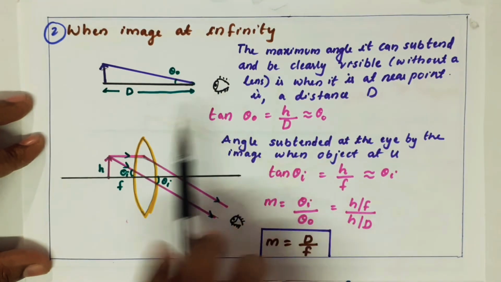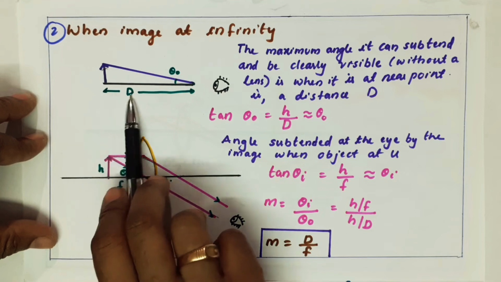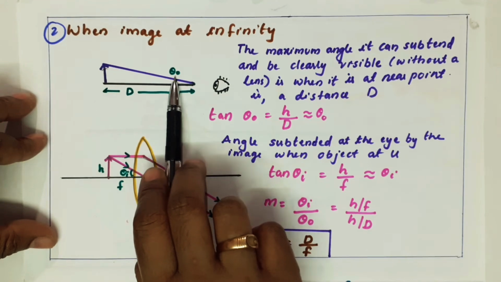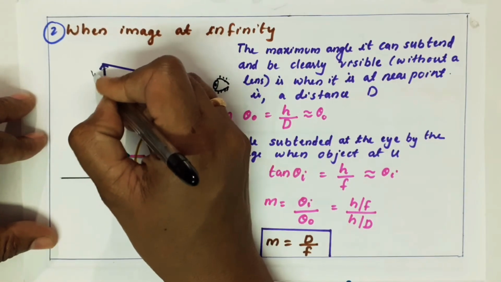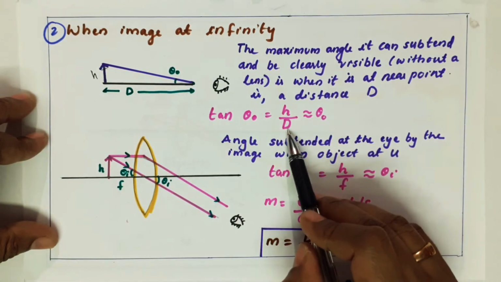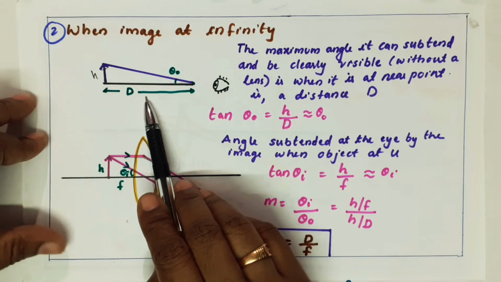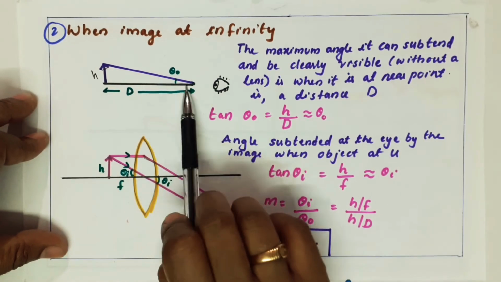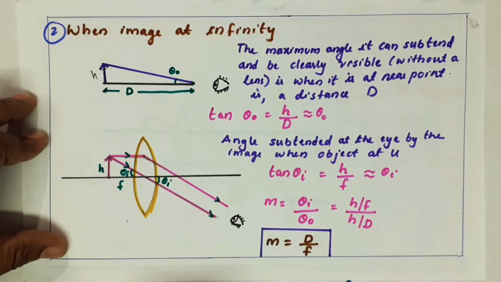So if we want to see an object without strain, we know that it should be at the least distance of distinct vision, or at the near point. This angle I marked as theta naught, and I am taking h as the height of the object. So I am taking h by D with respect to this triangle. So what I told, we are just seeing without any lens, what is the angle subtended by the object at our eye.